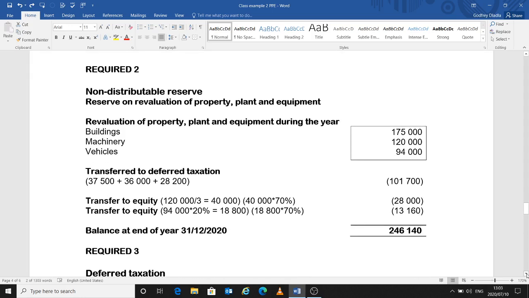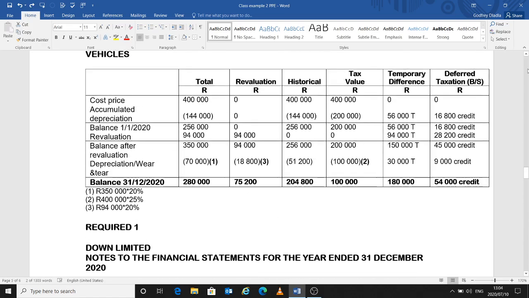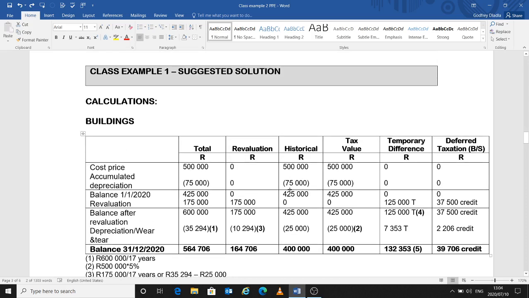And then we explain the note now. The first thing you do in this note, you plug your revaluation amounts here. All right. And then you put the transfers to deferred tax. The 37 has to do with the buildings. The 36 has to do with the machinery. The 28,200 has to do with the vehicle. I've showed you this the last time. I said you put this, your transfers to deferred tax is this one.